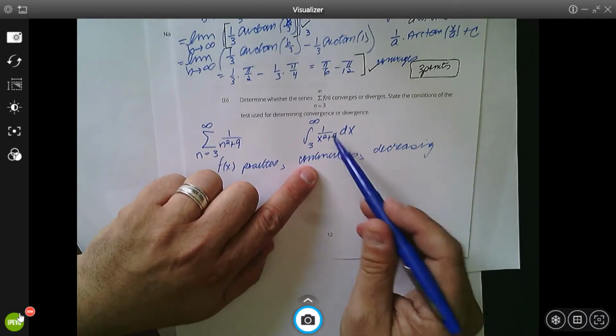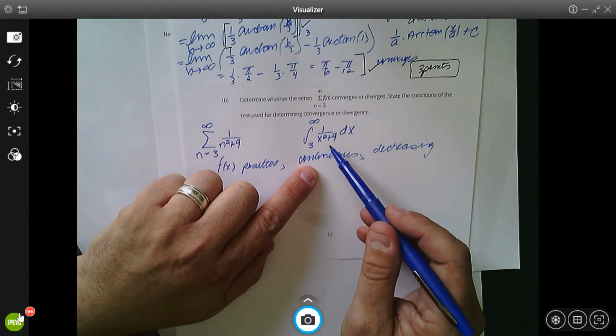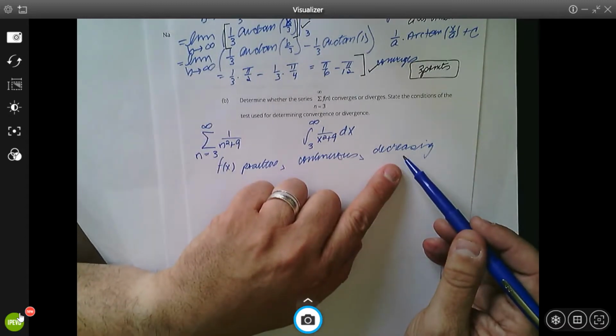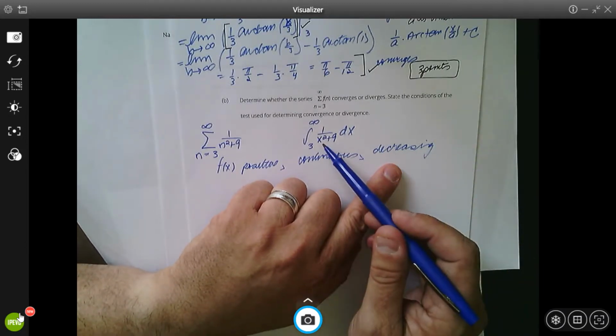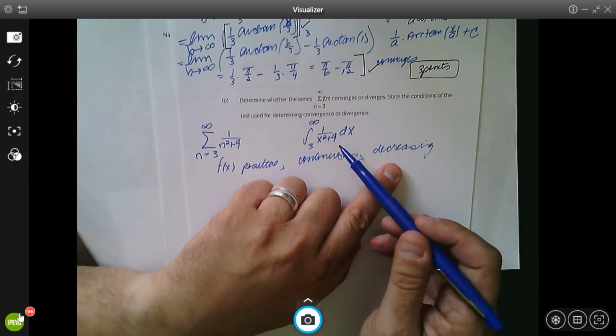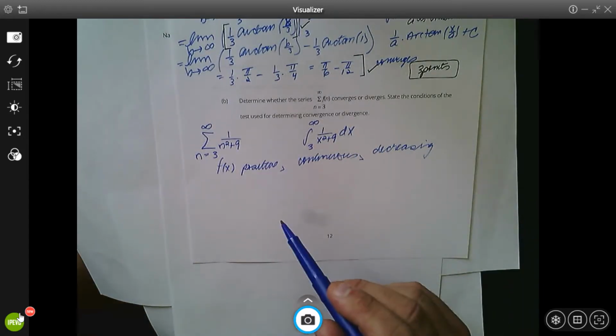Continuous, well, the only reason 1 over x squared plus 9 wouldn't be continuous would be if we had 0 in the denominator. Denominator can't be equal to 0. As for decreasing, this might be where you want to write down a little bit, but as the x values increase, x squared plus 9 increases, and 1 over x squared plus 9 must decrease.